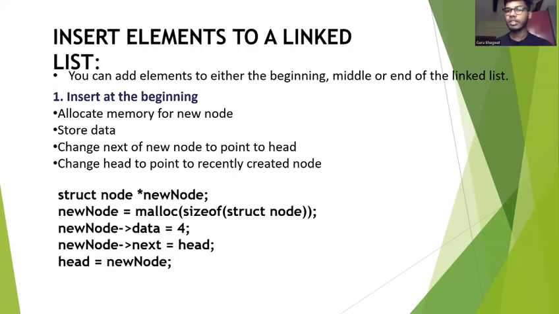Next, the insertion in the linked list. Insertion happens in three ways: insertion at the beginning, insertion in the middle, and insertion at the end. The first one is insert at the beginning. The steps are: first, allocate memory for the new node. Second, store the data. Next, change the next of the new node to point to head. Then change the head to point to the newly created node. This is the C function for inserting an element at the beginning of the linked list.